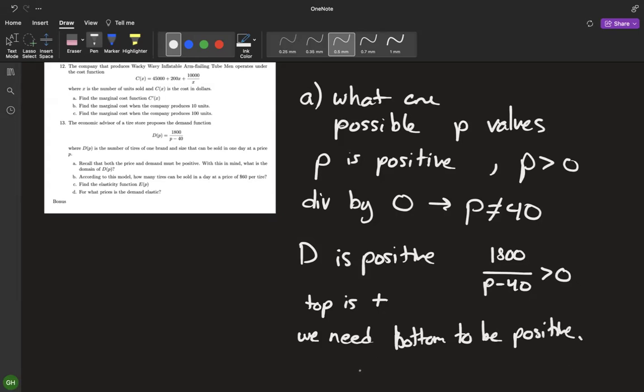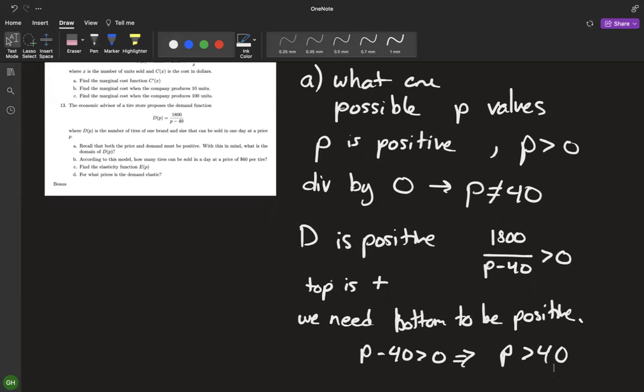So I want P minus 40 to be bigger than 0, which is the same as saying P is bigger than 40. So the domain is all numbers above 40. So part A answer, the domain is open bracket 40 infinity. And right, it's open bracket because if P equals 40, we're dividing by 0.